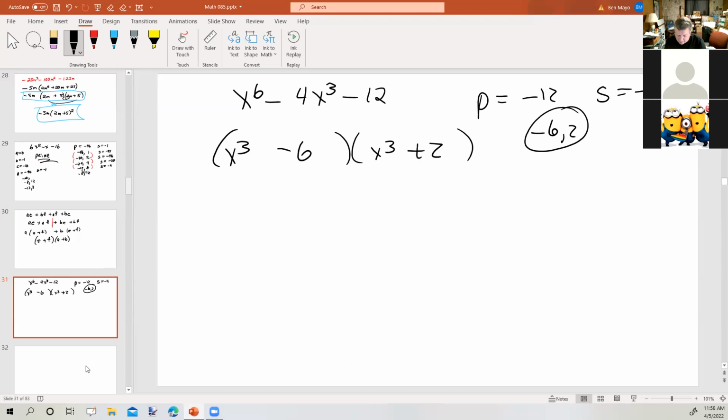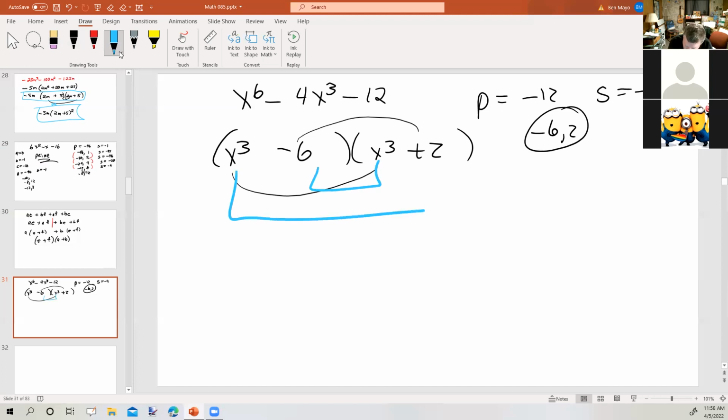Is that going to give us what we need? Yes, it is, because look, we'll have x to the 6th in front, -12 at the rear, but we'll have -6x cubed plus 2x cubed, which is -4x cubed. So this thing factors like that. All righty.